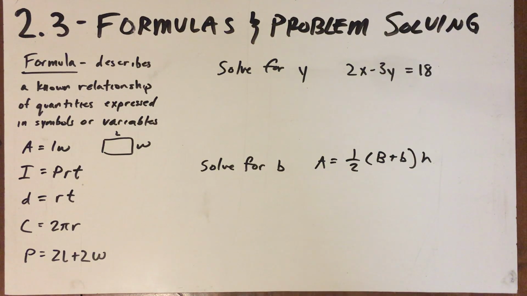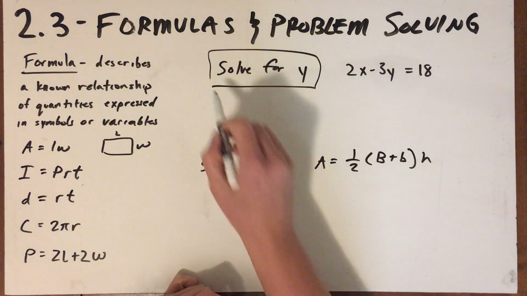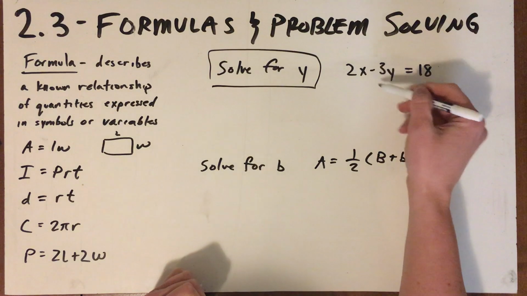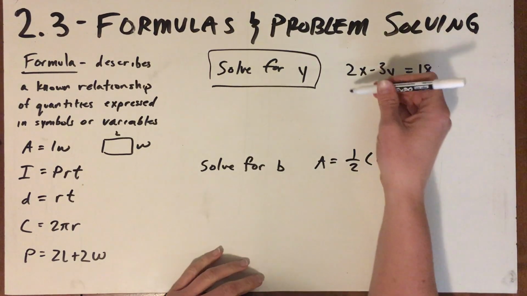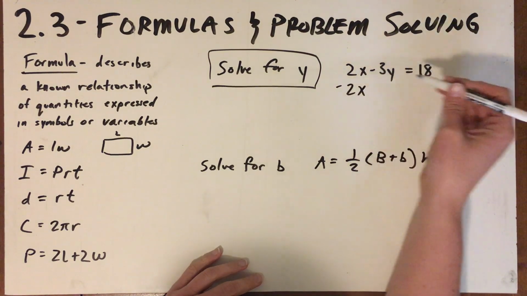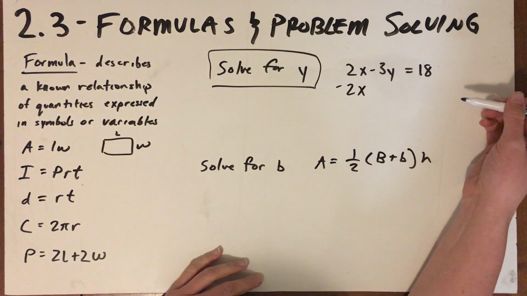What I want to do is walk through how to solve for a variable if we have a formula that has several variables, and then walk through 2 examples real quick. So in this case, we want to solve for y. That means we're going to isolate y. That means we want to get y all by itself and have its coefficient be 1. So we are going to subtract 2x because it's related through addition and subtraction.